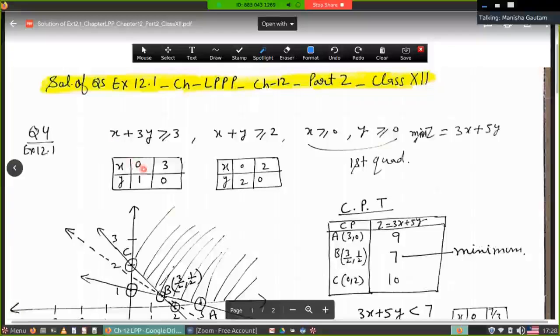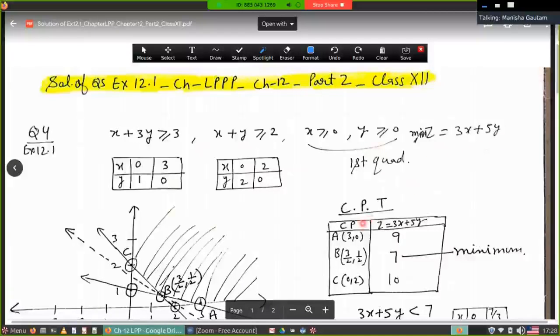If x is 0, then y is equal to 1. If y is 0, then x is equal to 3. For the second inequality, in the table, if x is 0, then y is 2. If y is 0, then x is 2. And x ≥ 0, y ≥ 0 shows we have to shade the region in the first quadrant. And the optimization statement: you have to minimize z = 3x + 5y.